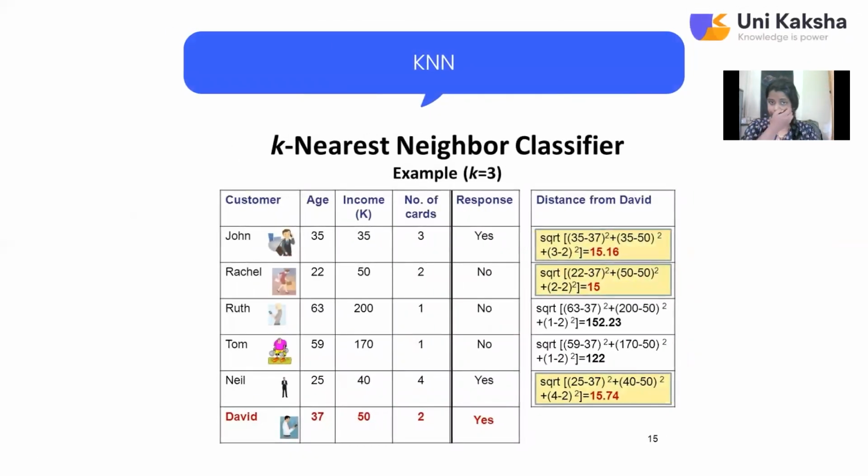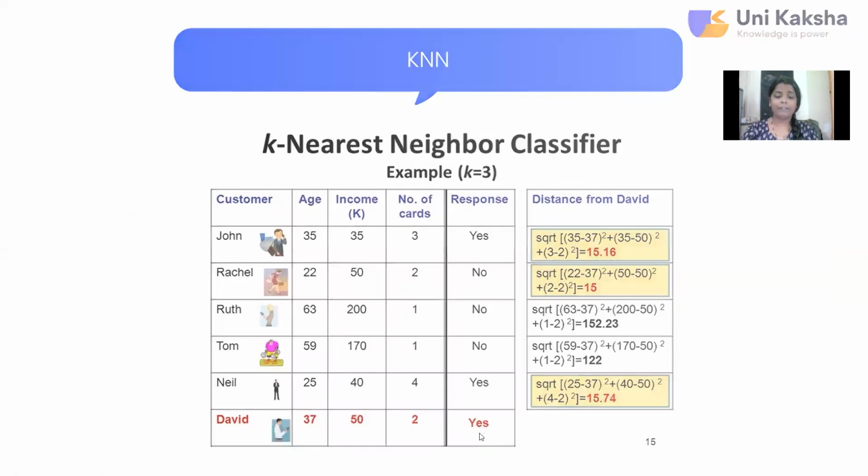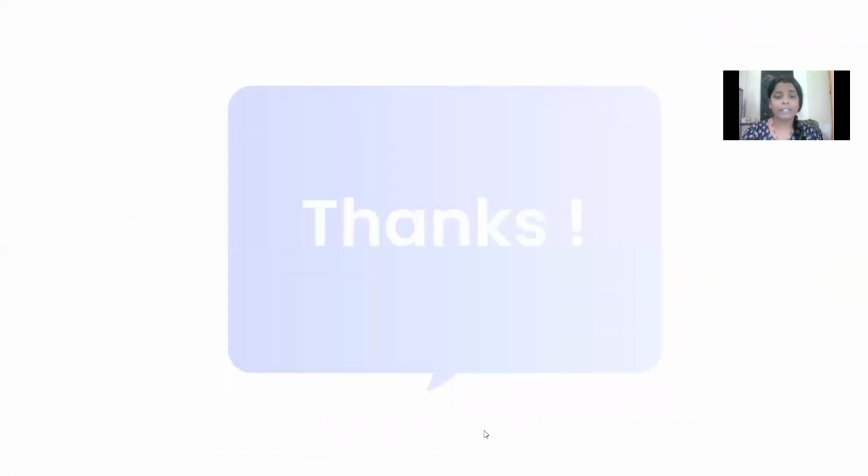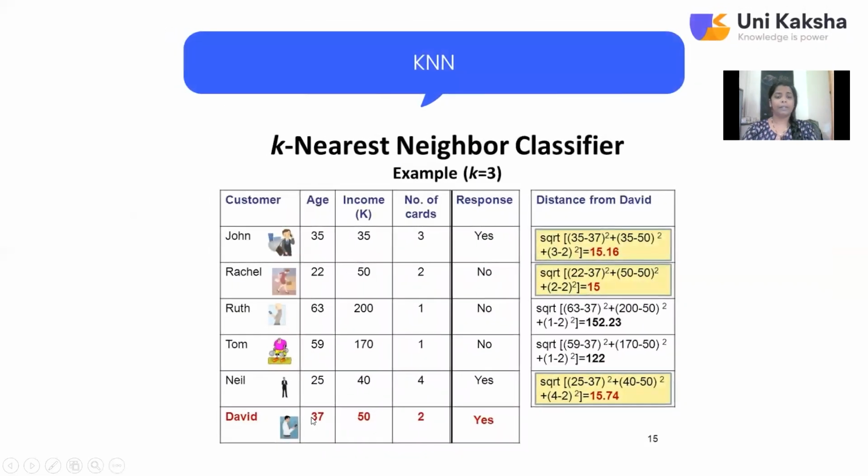So for example, you have been provided with data of the name of customer, their age, their income, their number of cards, and a response on whether they are ready to purchase the next card or not. You have all this information, and suppose a new customer comes in with the name David, age 37, income 50,000, number of cards already held 2, and you have to predict whether this person will take up a new card or not. So you'll try to find the distance of David's observation from all the other observations provided in this data.